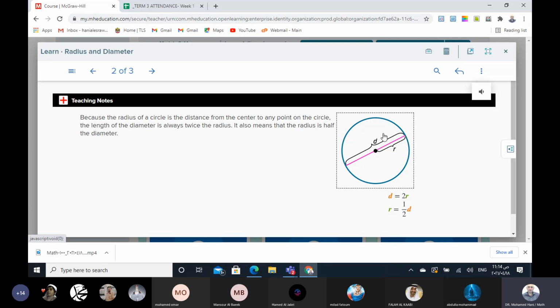Diameter is represented by D and radius by R. Always remember that D is R here plus R here, meaning R plus R, or 2R. So D equals 2R, and we can write that R is half of the diameter, meaning R equals 1 over 2 times D.